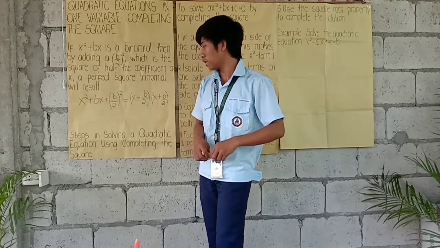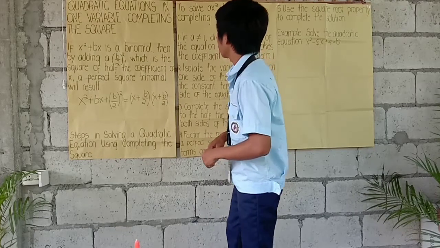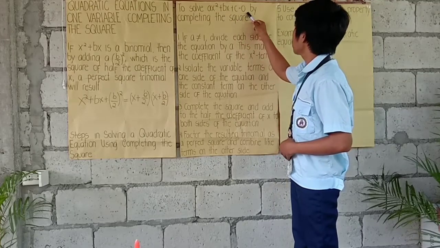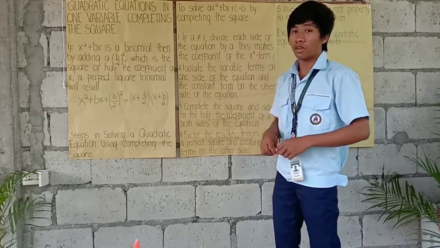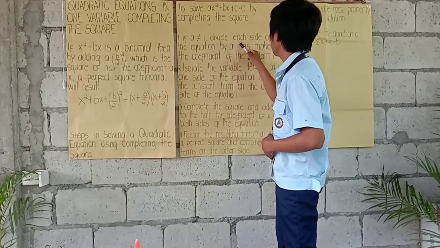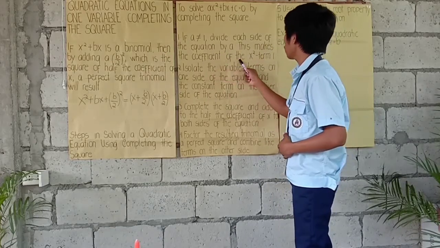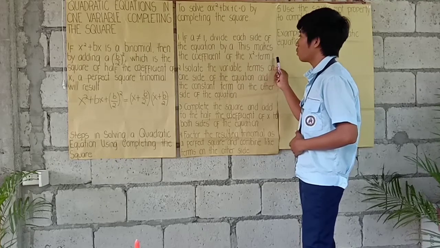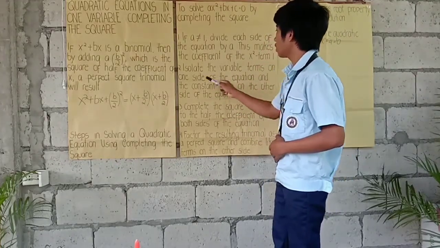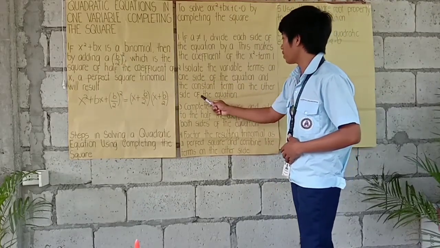So for the steps in solving a quadratic equation using completing the square, to solve ax squared plus bx plus c equals 0 by completing the square: for step 1, if a is not equal to 1, divide each side of the equation by a. This makes the coefficient of the x squared term 1. For step 2, isolate the variable terms on one side of the equation and the constant term on the other side of the equation.